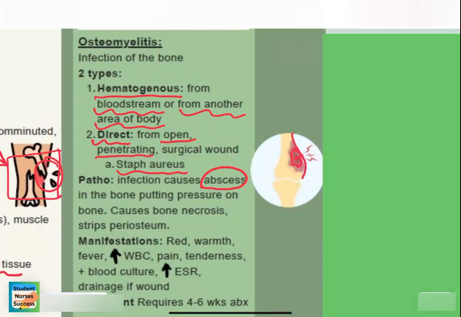But if you think about it, bone is hard, and the outer covering of the bone is the periosteum. What's going to happen is it's going to put a lot of pressure on the bone, cause a lot of pain, and eventually it can actually strip the periosteum away from the bone. It can cause bone necrosis as well.